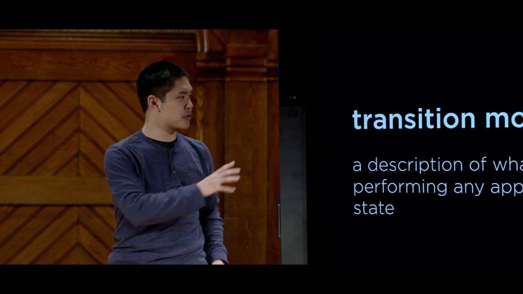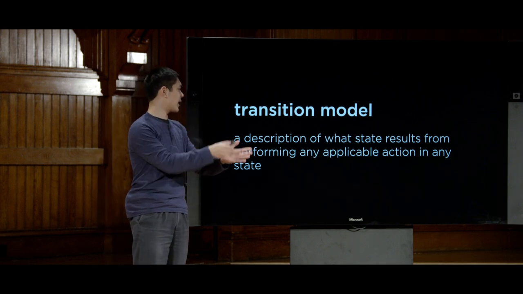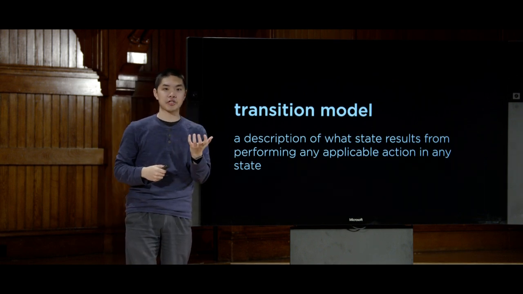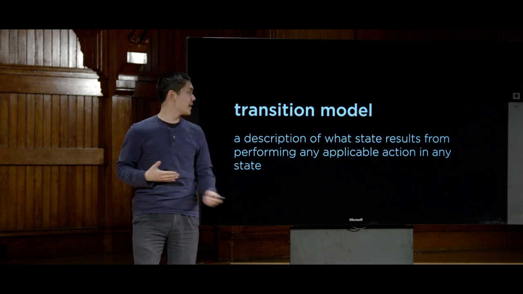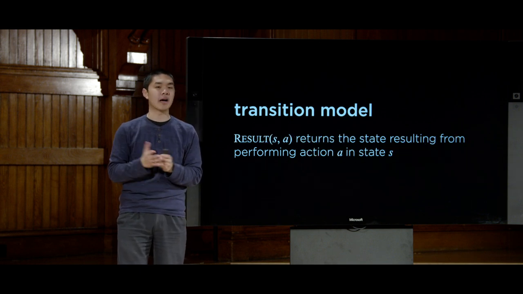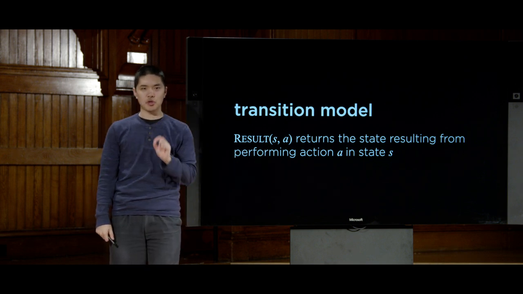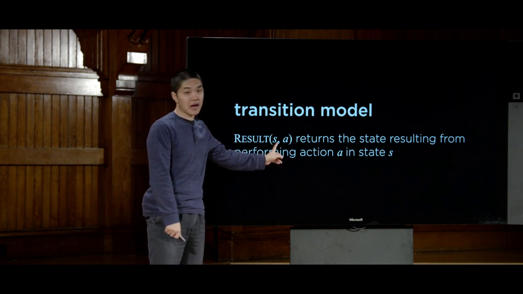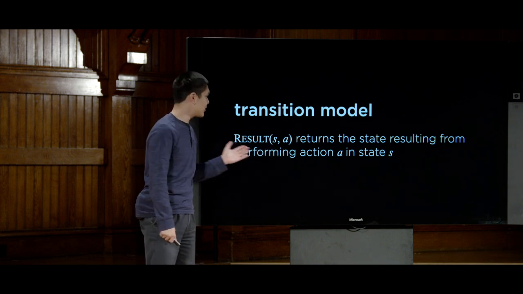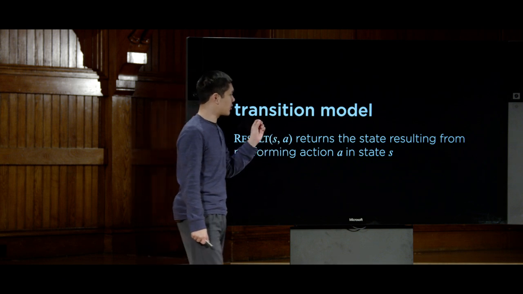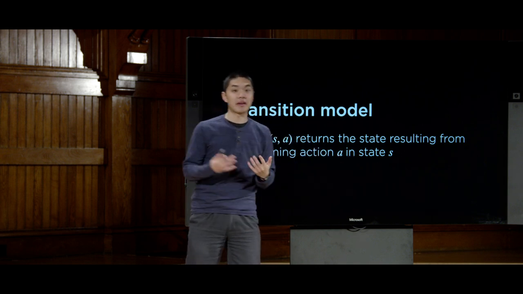And in order to do that, we'll introduce to our AI a transition model, which will be a description of what state we get after we perform some available action in some other state. And again, we can define this transition model a little bit more formally, again, as a function. The function is going to be a function called result that this time takes two inputs. Input number one is s, some state. And input number two is a, some action. And the output of this function result is going to give us the state that we get after we perform action a in state s.